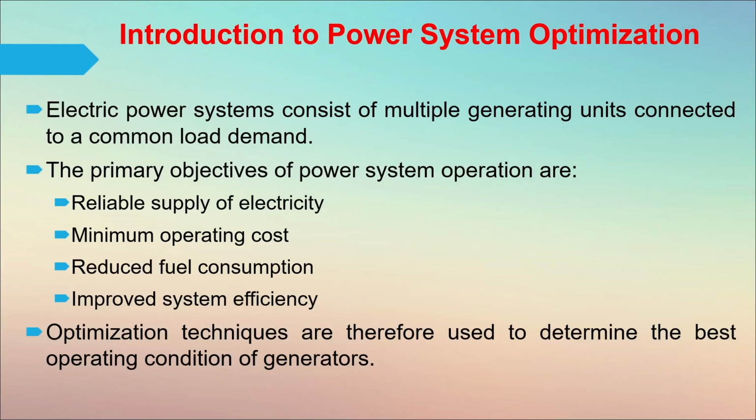What is power system optimization? We are very well aware that an electric power system consists of multiple generating units connected to a common load demand. The primary objectives of power system operation are reliable supply of electricity, minimum operating cost, reduced fuel consumption and improved system efficiency. So, optimization techniques are used to determine the best operating condition of generators.